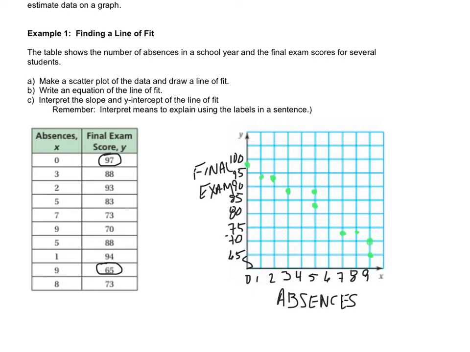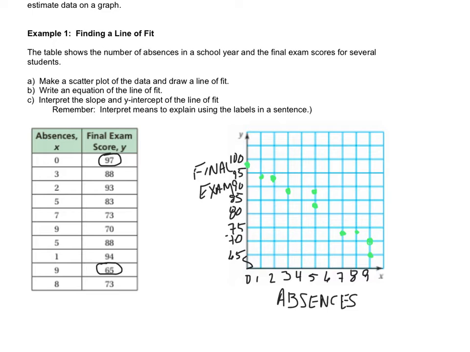So there is the scatter plot with the data just plotted. Okay, so first thing, it doesn't ask for this, but let's just talk about what kind of relationship we are seeing. Well, as I'm seeing the number of absences climb, we're seeing the score on the final exam dropping. So notice not always, like right here, these two students had 5 absences. One of them got an 83 on the test, and one of them got an 88. That's still pretty good. It's not the exact same thing.